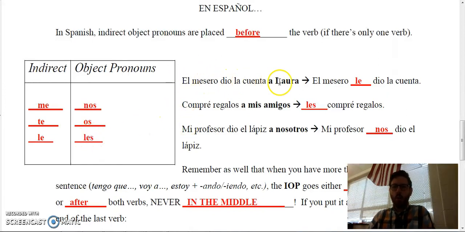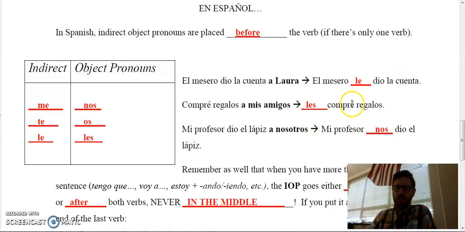So let's look at a couple examples. El mesero dio la cuenta a Laura. That translates to: the waiter gave the check, like the bill, to Laura. Let's say that we already know that we're talking about Laura. You could replace Laura. She's a she, she's one person, her gender actually doesn't matter. Just replace her with le and put that IOP before the verb: El mesero le dio la cuenta. Or for example, yo compré regalos a mis amigos. A mis amigos, more than one person, replace them with les: les compré regalos. Or mi profesor dio el lápiz a nosotros, where the pronoun that goes with "we" is nos: Mi profesor nos dio el lápiz.